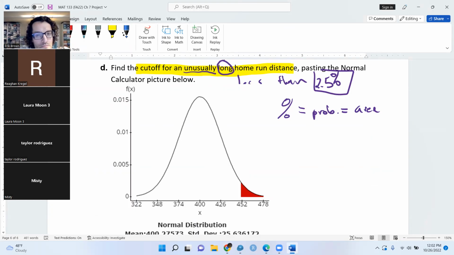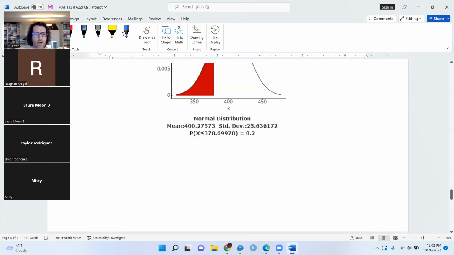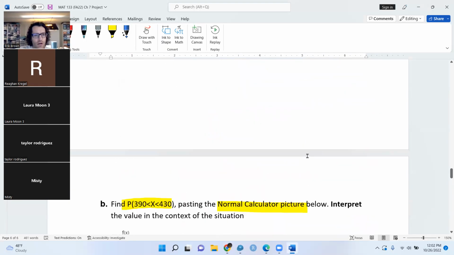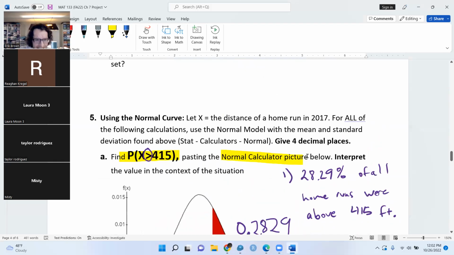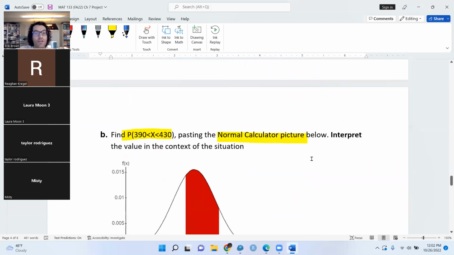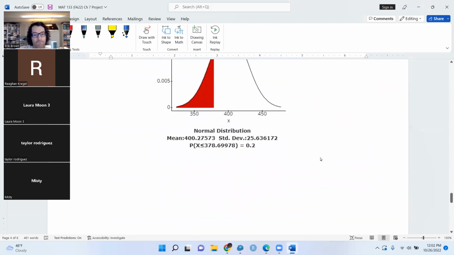So what number is that? 5? Let me make sure I'm on the right spot. Yes, 5D, the very last question in the Word document.